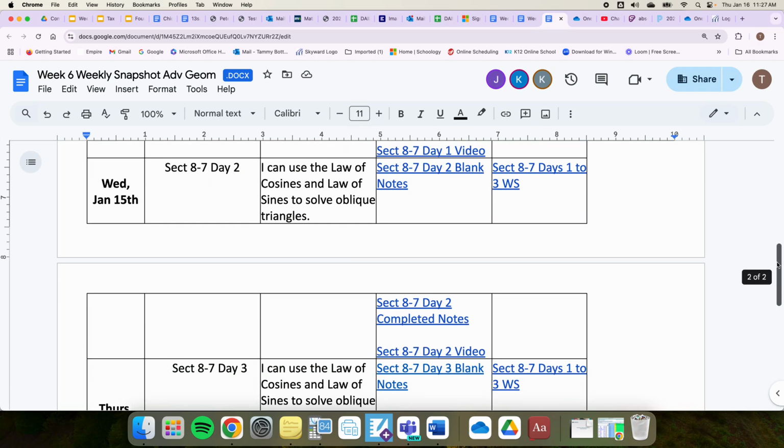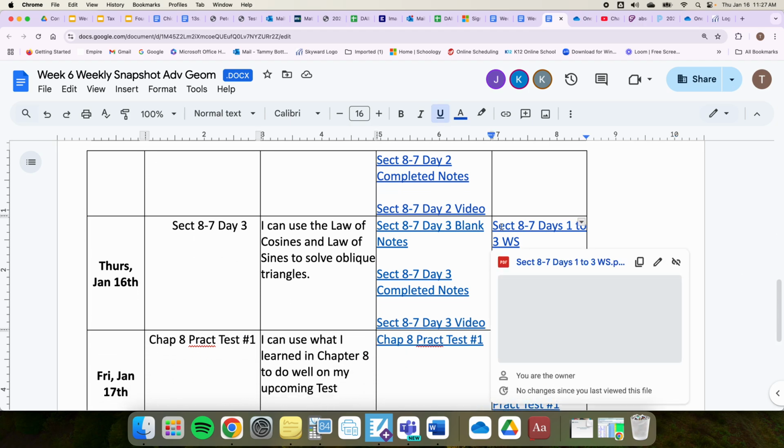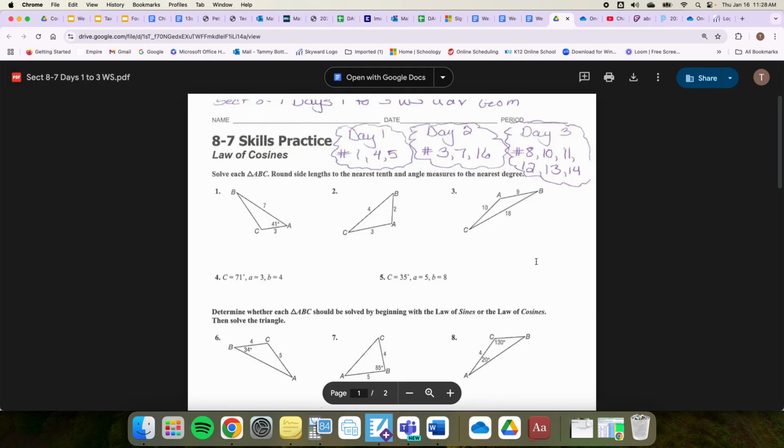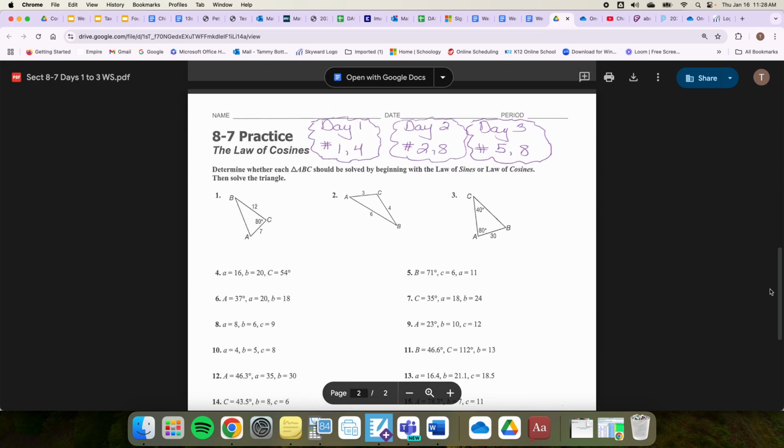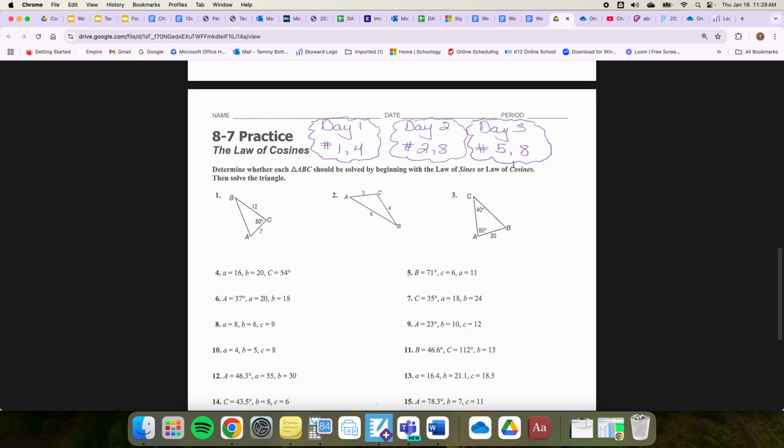So let's go to today. I believe it's on the back side. Do you see how number 8 you did yesterday? Yeah. So you don't have to do 8 today. Okay? Make sense? Alrighty.